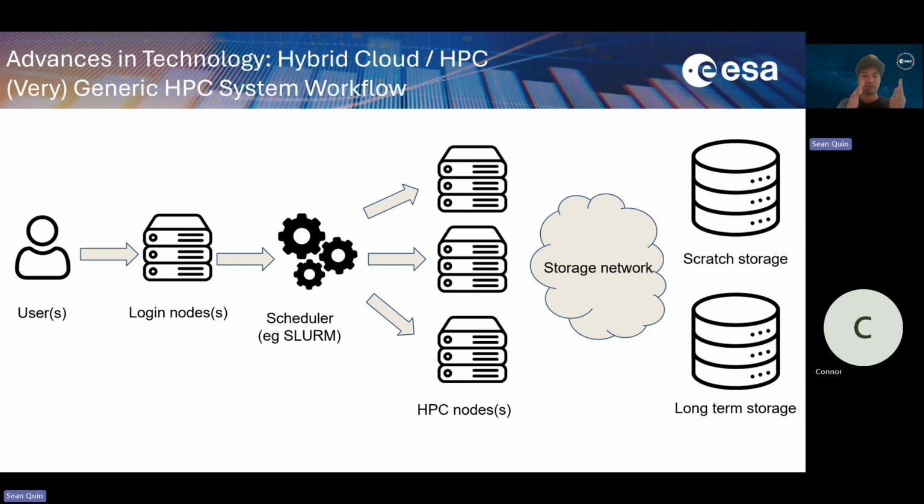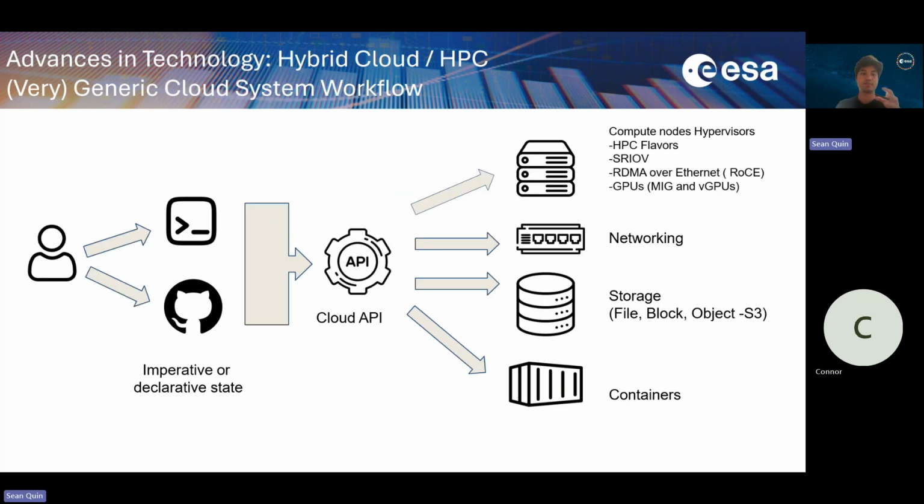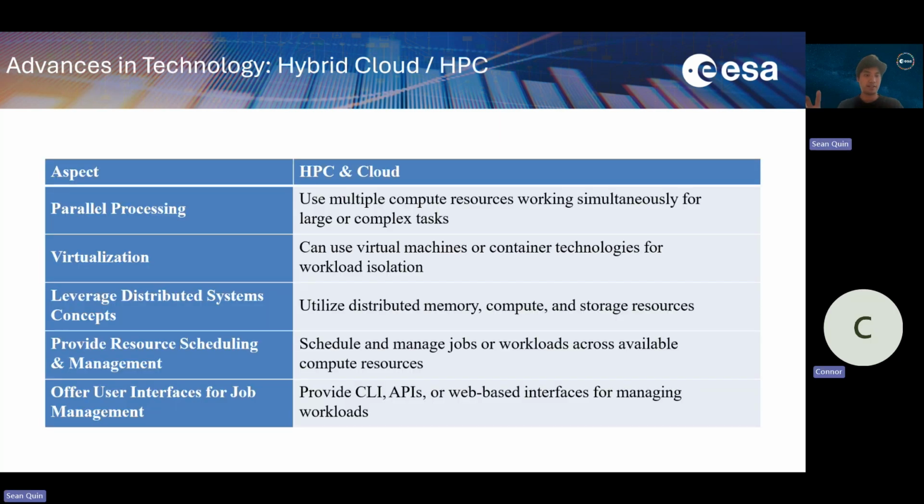Again, these are essentially the workflows that you're working with. In HPC, the user goes into the login nodes and makes a request through Slurm, which then goes to the compute nodes, which interact with the storage. On cloud, the user interacts with some sort of platform web interface, which then makes cloud-based API calls, which behind the scenes access whatever technologies and hardware it needs. There are a lot of similarities between the two in the sense that they both rely on parallel processing, both allow for virtualization, leverage the concepts of distributed systems, provide resource scheduling, etc., and offer user interfaces and jobs.